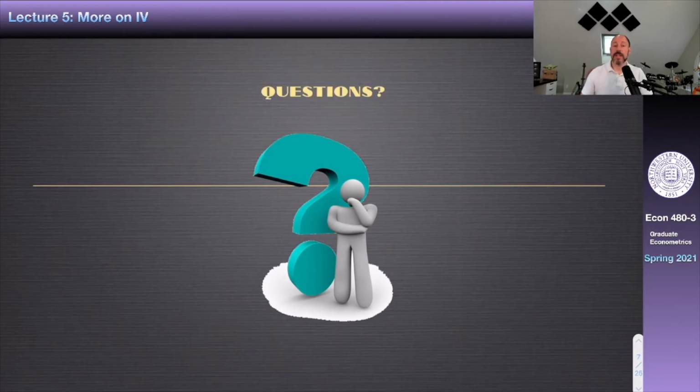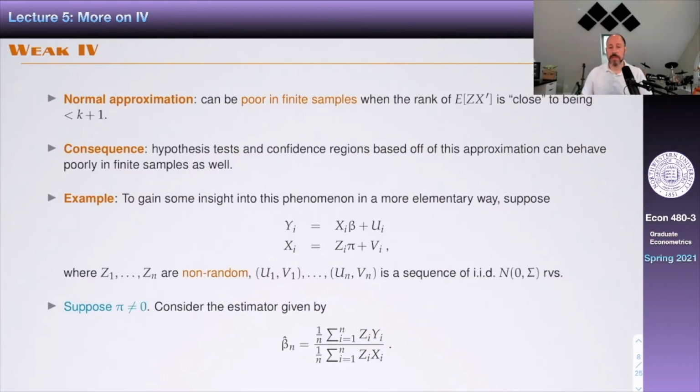Any other questions about this first part? All right, so let's keep going. Now we're going to talk about weak instruments, or weak IV. In the previous results, last class and throughout this course actually, we have estimators that are asymptotically normal. In particular, the two-stage least squares estimator, the IV estimator, is asymptotically normal under conditions, and we're going to use these normal approximations to do testing and to build confidence intervals.